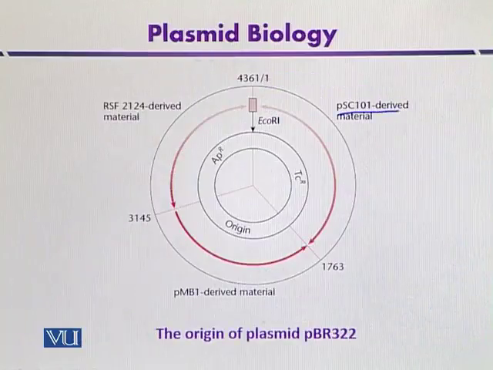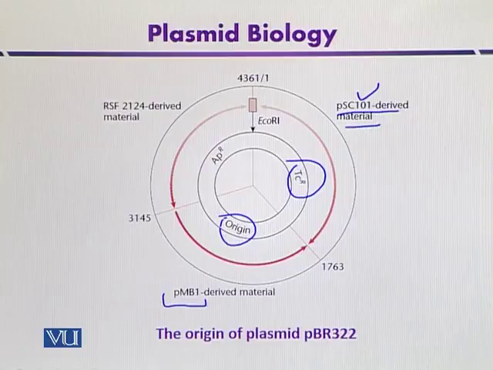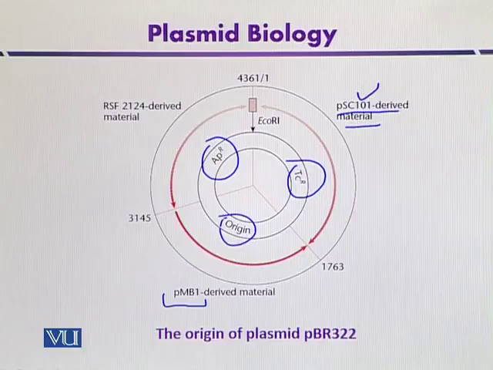Its tetracycline resistance gene is from pSC101, and its origin of replication, which mediates its independent replication from the host chromosome, is from the pMB1 plasmid. The gene for ampicillin resistance, the second selectable marker, is from another natural plasmid, a derivative of ColE1, RSF2124, which provides ampicillin resistance. These different numbers indicate the base pairs taken from different sources, and all this numbering starts from the EcoRI site.